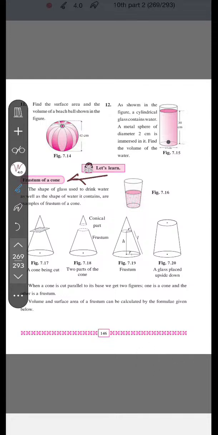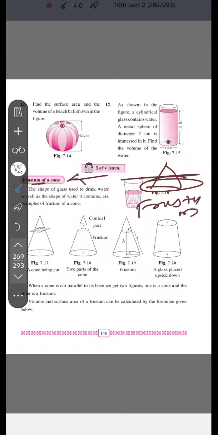Now here some more formulas or more shapes are given. What is the name of this shape? It is a frustum. Simply, if this is the cone and I am going to cut it down, this part is nothing but a frustum. So today we are going to talk about a frustum. Here you can see the actual shape of that.